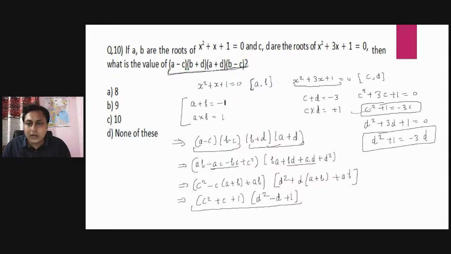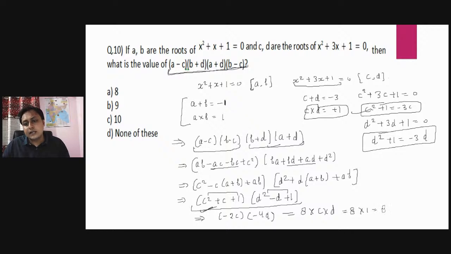Right? So put c square plus 1 as minus 3c in this first bracket. So guys, c square plus 1 is minus 3c. So minus 3c plus c is minus 2c. And d square plus 1 is minus 3d, so put d square plus 1 equals minus 3d in this one. So what we will get? Minus 3d minus d means minus 4d. So that should be equal to, minus minus plus, 2 into 4 is 8, 8 into c into d. And we know the value of c into d is plus 1. So that should be equal to 8 into 1, means 8 is the right answer.